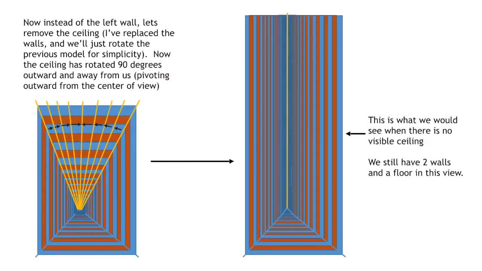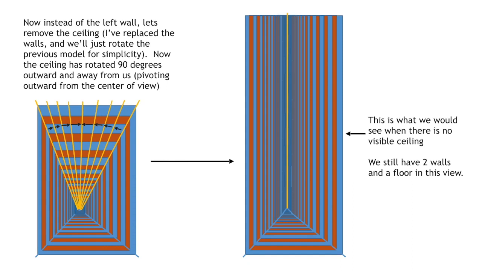So let's do this now. For instead of a left wall, let's remove the ceiling. So I've just rotated the view. I've replaced the walls, put the walls back in, and we'll just rotate the previous model to now we're rotating the ceiling outward and away from us. Now the ceiling is rotating 90 degrees outward, and it has pivoted away to become essentially a horizontal, or in this case a vertical line. So this is what we would see. There is no visible ceiling, but we still have two walls and a floor in this view.